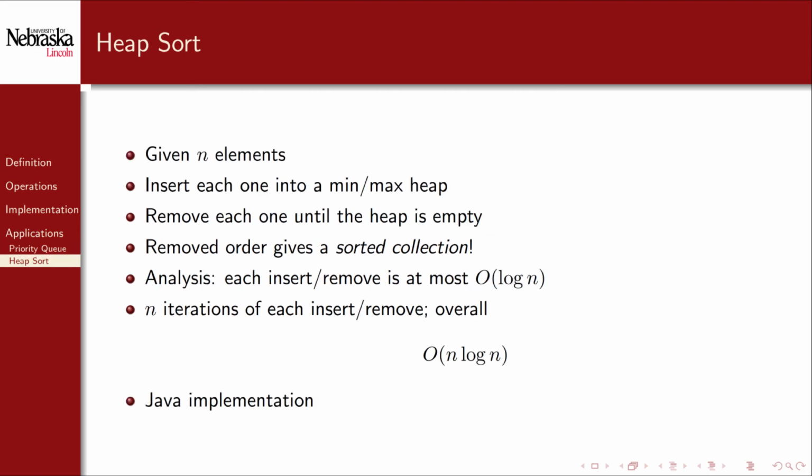Another application is sorting. Given n elements, we simply insert them into a min or max heap one by one, and then remove them one by one. The order in which they're removed results in a sorted collection. Since each insert and remove is at most order log n, and there are at most n iterations, the overall complexity to use a heap to sort is only order n log n, theoretically matching other fast sorting algorithms such as merge sort, quick sort, and tim sort. Let's implement this idea in Java.